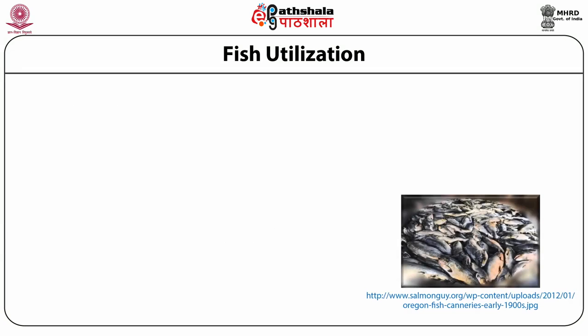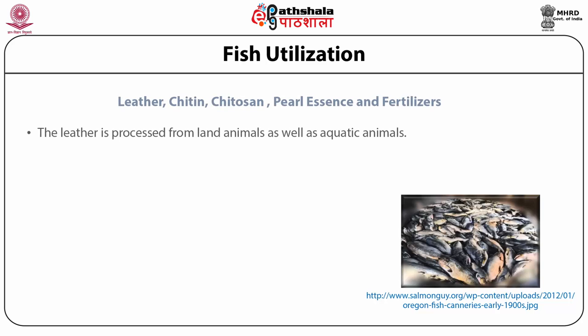Fish utilization. As we know, fish waste could be utilized in a number of products like leather, chitin, chitosan, pearlescence, and in fertilizer production. Leather is processed from land animals as well as aquatic animals. The major difference between aquatic animal and land animal leather production is that land animals mainly have hair that is removed from the skin.